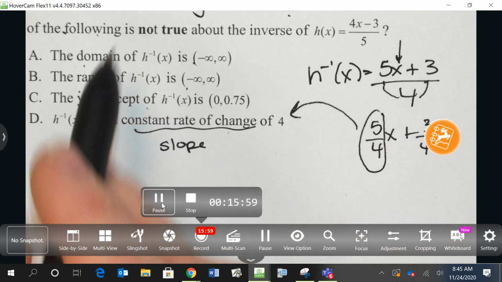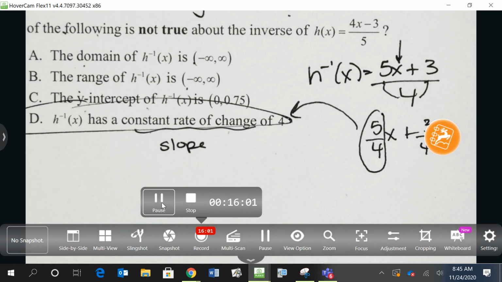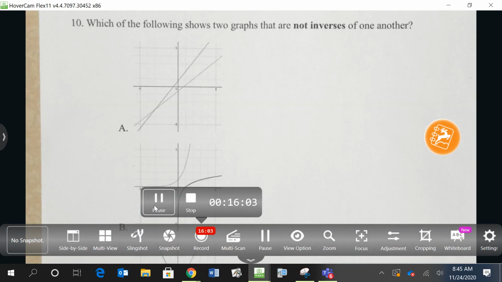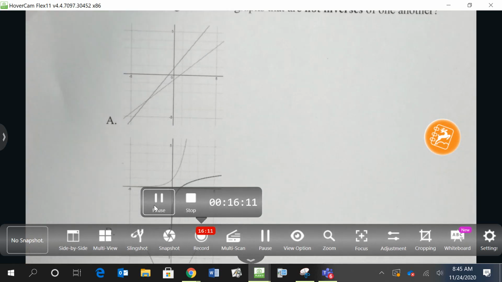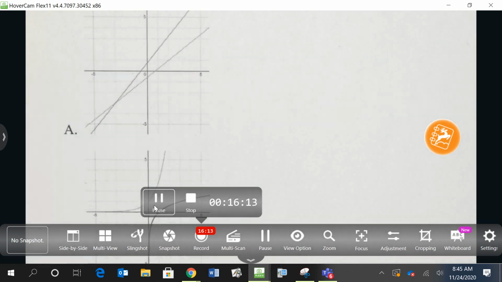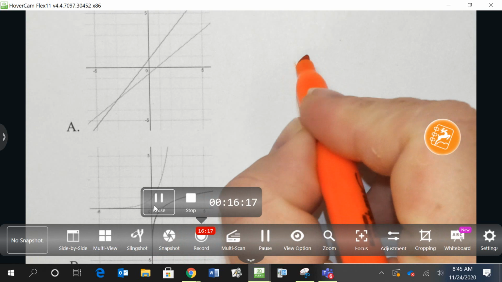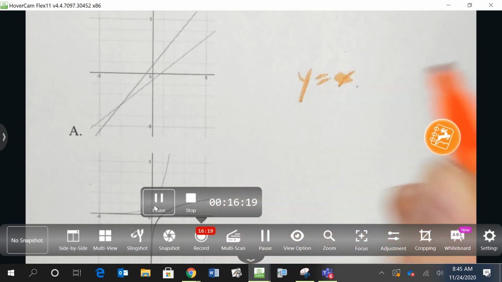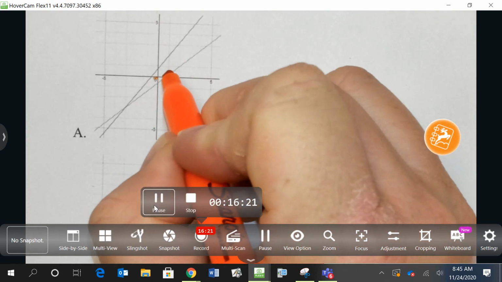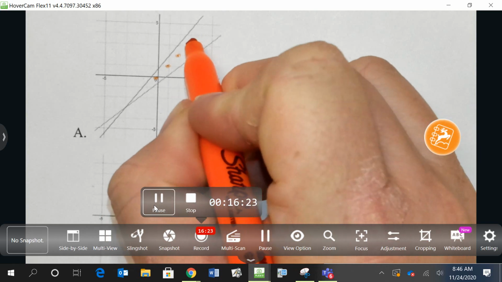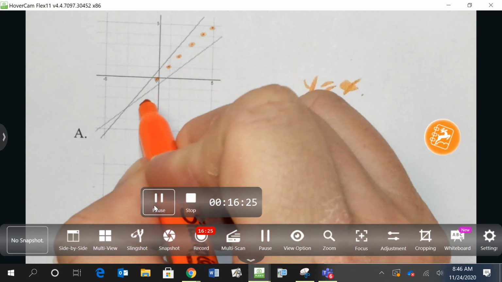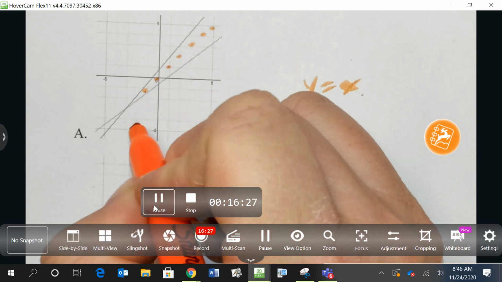Which of the following is not true? This last one is not true. The following shows two graphs that are not inverses of one another. So visually, remember what we could do is we could switch the x and y's. That would be one way. Another way, even easier, is going to be to graph the line x equals y. Now, how do you graph the line x equals y? To graph that, every x value has to be the same as the y. So I start at the origin, and I go 0, 0, 1, 1, 2, 2, 3, 3, 4, 4, 5, 5, and then down -1, -1, -2.